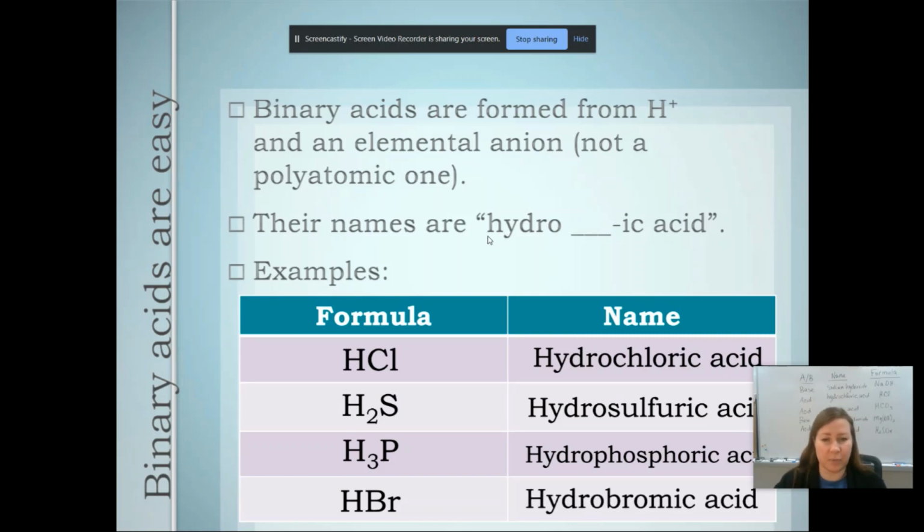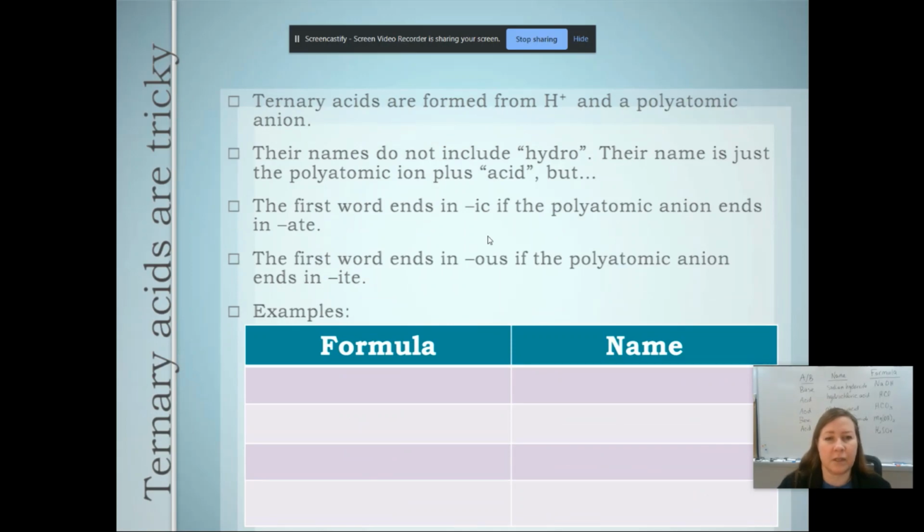So the binary ones are pretty simple. The ternary acids are a little more tricky. They're formed from an H+ ion and a polyatomic anion. So again, find that polyatomic ion sheet in the course information folder, or maybe you've got a physical copy of one. And you'll need to have this with you for any test that we take.